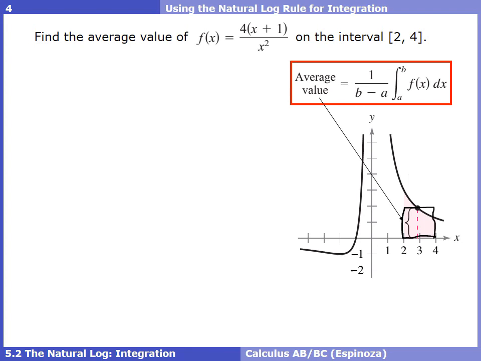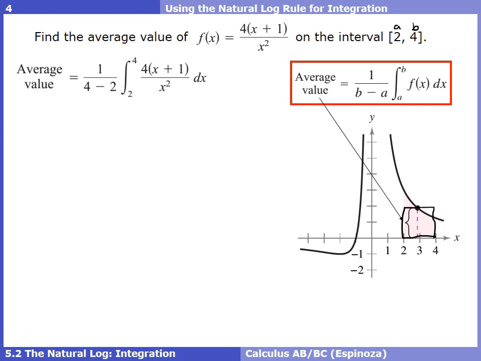And we're just trying to find the height of that rectangle, which is called average value. It's the average value of the function from 2 to 4. Okay, so let's set this integral up. Our b and our a are up here on the interval, so a is 2, b is 4. So if we plug everything in, we'll get that version of the average value formula.